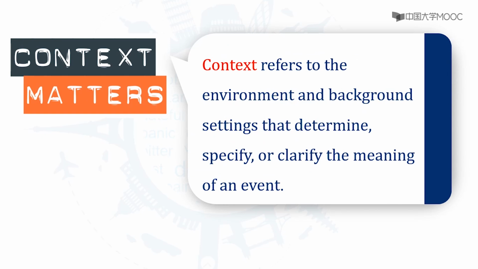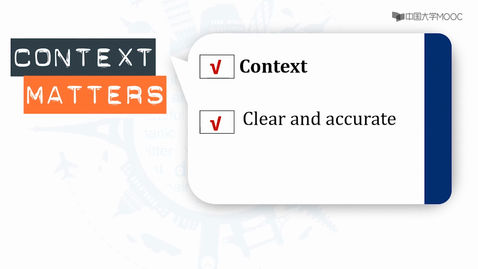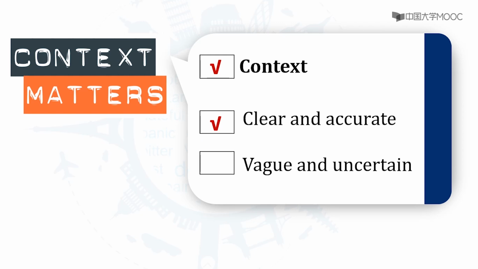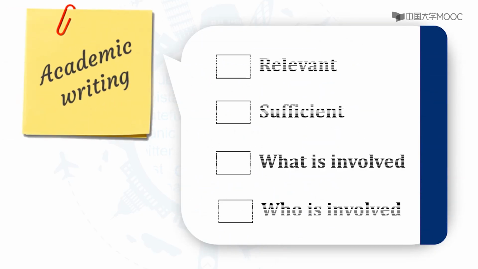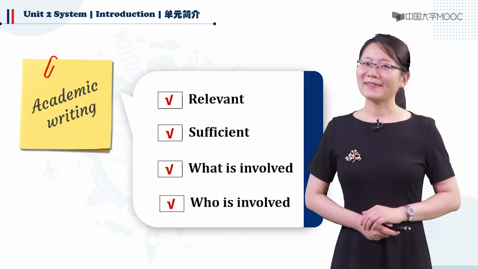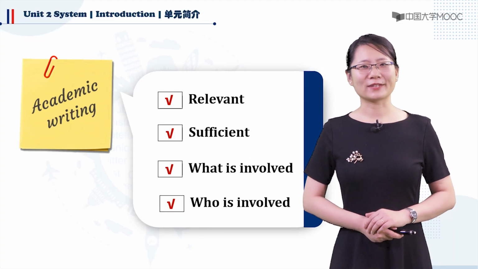Context refers to the environment and background settings that determine, specify, or clarify the meaning of an event. With context, your message can be clear and accurate. Otherwise, it is likely to be vague and uncertain. In academic writing, including context means providing the relevant and sufficient information of what and who is involved in the background. Then, how to produce an effective contextualization?